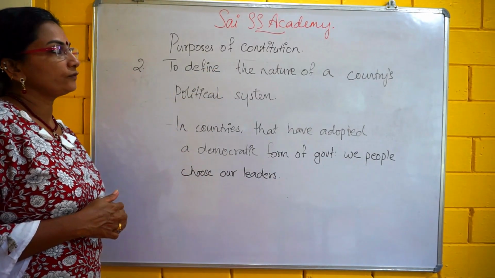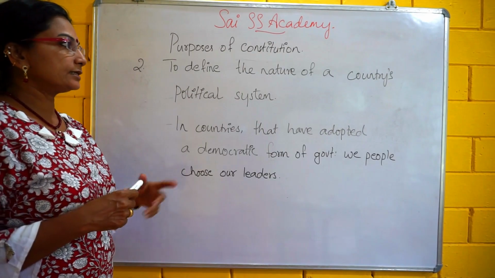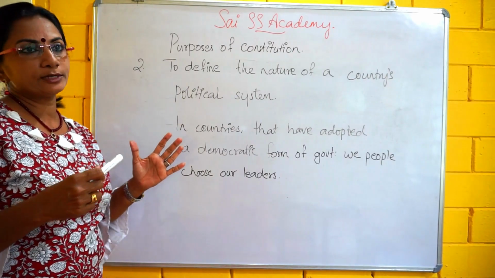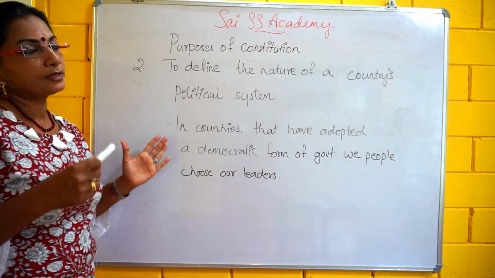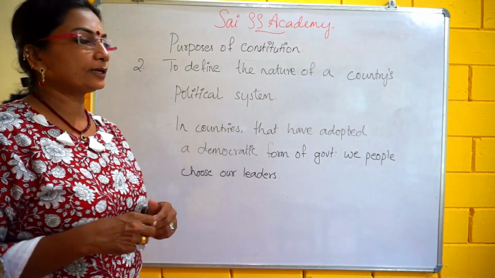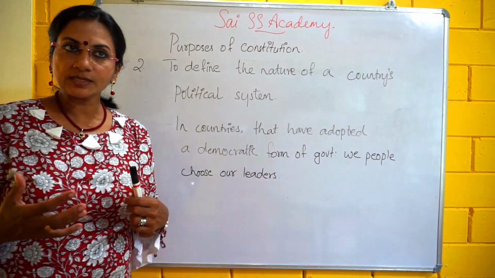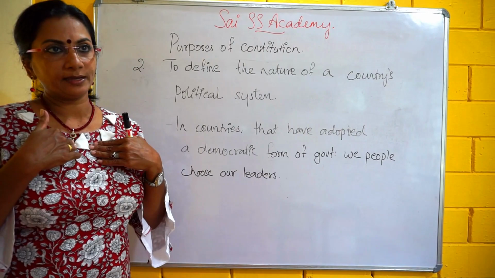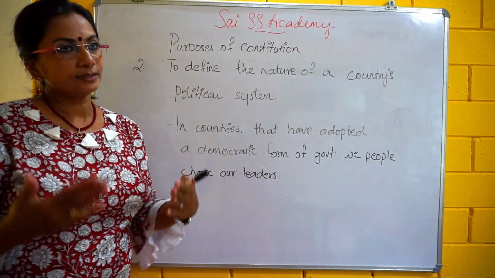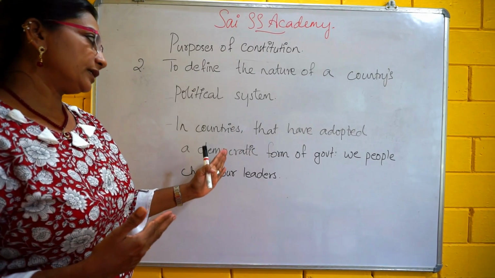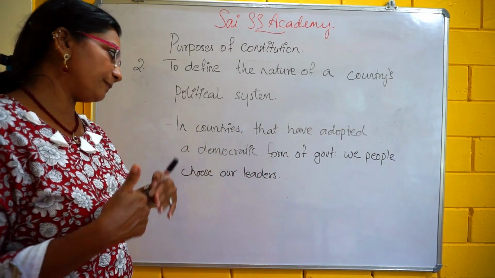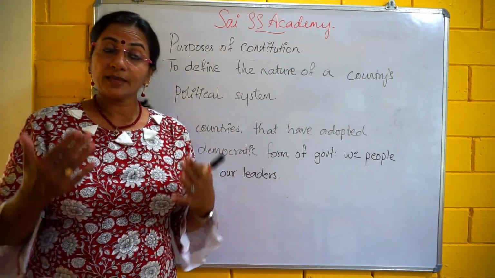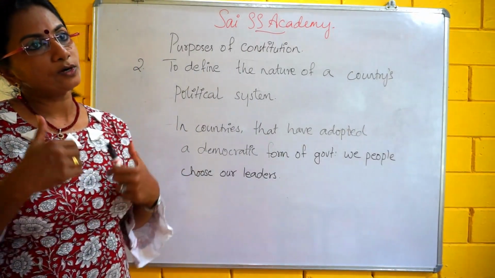The second purpose of having a constitution is to define the nature of a country's political system. That means in countries that have adopted a democratic form of government, we people choose our leaders so that they can exercise power responsibly on our behalf. That means we are electing them, isn't it?